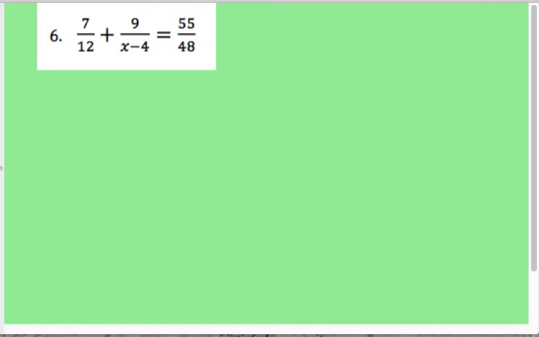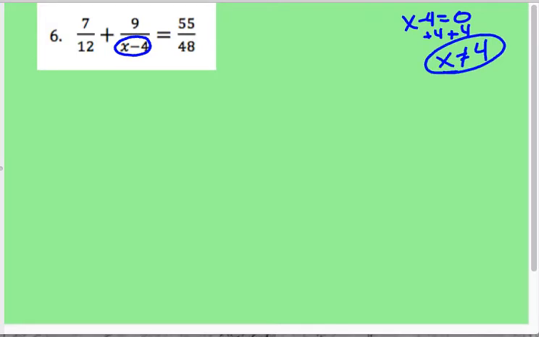Okay. Any restrictions on x? Yes. X minus 4 cannot equal 0. So adding 4 to both sides, what does that mean? X cannot equal 4. If it does, it makes this fraction right here undefined. Therefore, we can't use it as a solution. If our solution was 4, our answer would be no solution. Okay? It's what we call a constraint on our system.